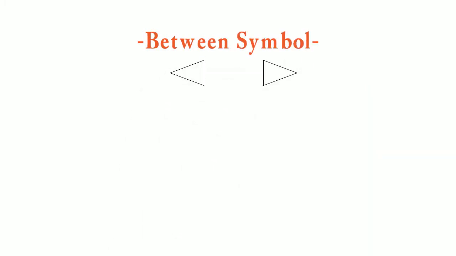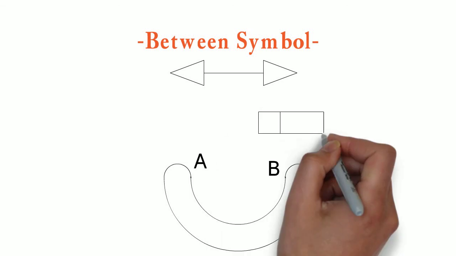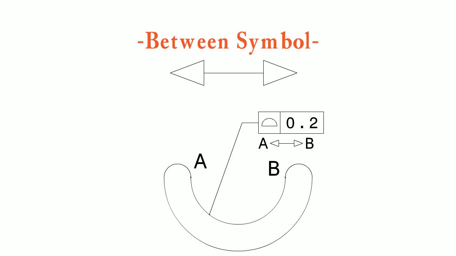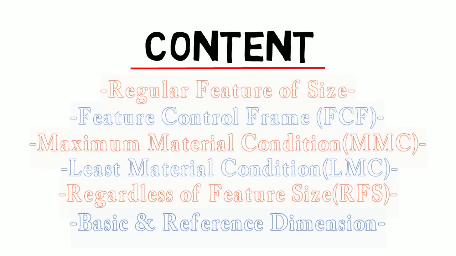We will see one more term, which is between symbol. We use between symbol like this when we have to give tolerance to a specific portion only. Consider a profile like this, and we give profile tolerance over here, but we have to maintain that profile tolerance from point A to point B only. So we will show this by a between symbol like this. Guys, some more symbols are also there, but we will see them in another video.